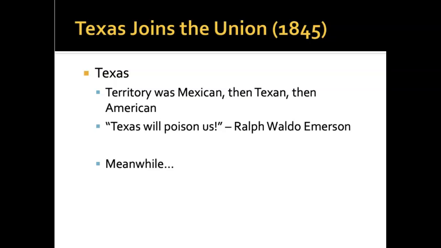It was part of Mexico after Mexicans fought Spain for independence. Then Texans are going to want to do their own thing, so they're just going to become the Lone Star State, Texas. Then finally, they will become American. They want America to annex them. There is a quote here, "Texas will poison us." This was said by transcendentalist Ralph Waldo Emerson.